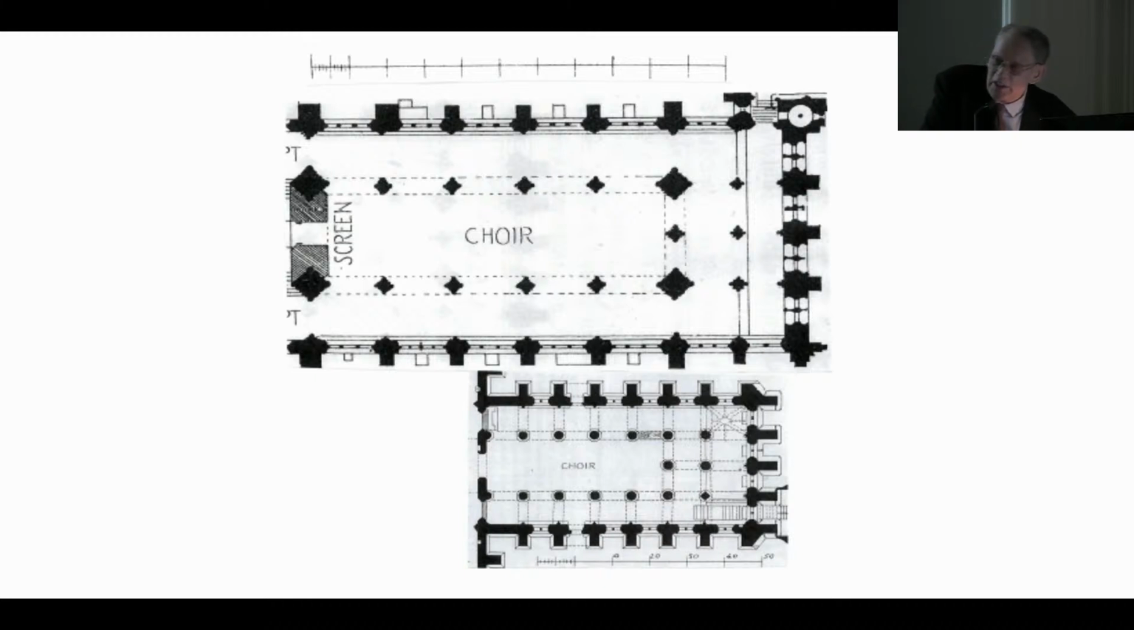But one immediately has to qualify that statement by pointing out that it only applies to one key dimension, and that is to the internal length of the main vessel of the choir. In other words, Roslin is clearly not a half-size version of Glasgow in all, or indeed any, other respects.